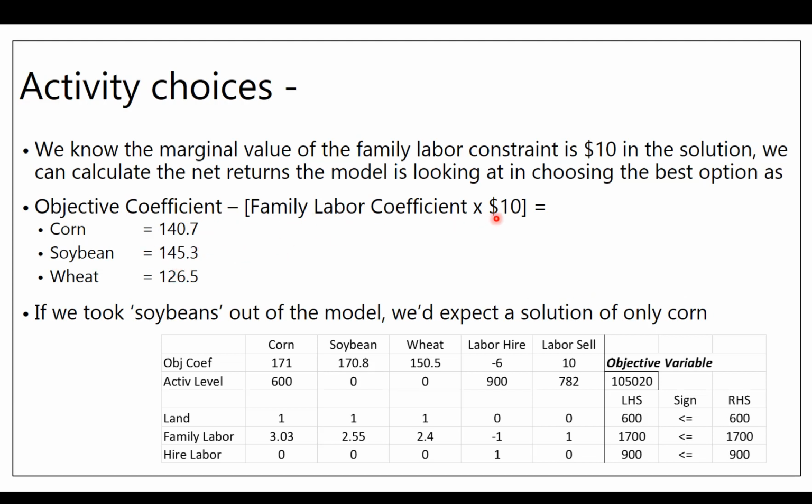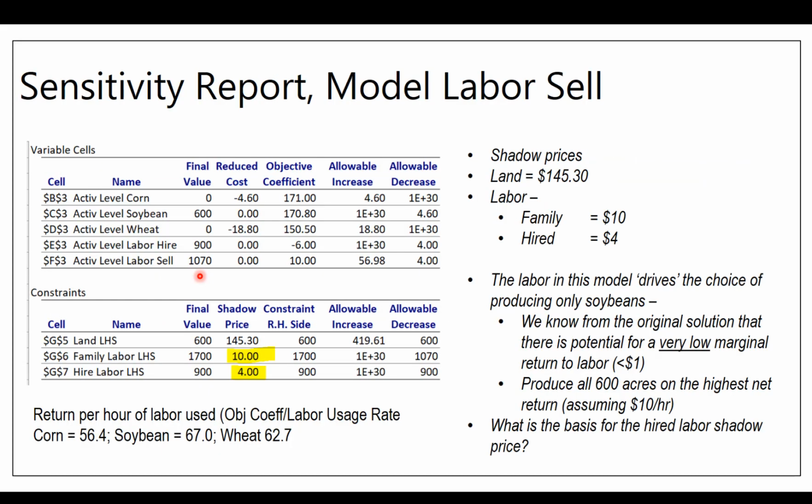So if you take $10 times the family labor coefficient, here's the new comparison, the relevant comparison. So 145.3, 140.7, and 126.5. Okay, and so these are the effective net returns in this model where we have solved out the family labor price to be $10. So if we took soybeans out of the model, we could use this to be a new predictor on what we would choose, and of course it lines up exactly with the shadow price over here, 460 versus 1880.